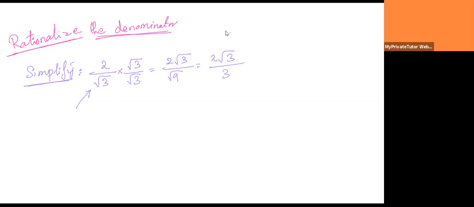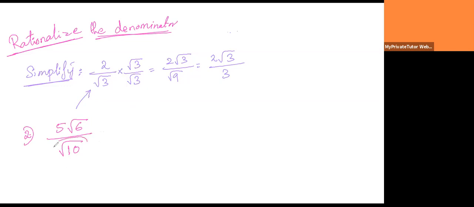Hope everyone understands this. Let's try one more. Simplify 5 root 6 divided by square root 10. Just a moment. Yeah, let's try. Rationalize the denominator and solve this question and simplify. So this is the question.